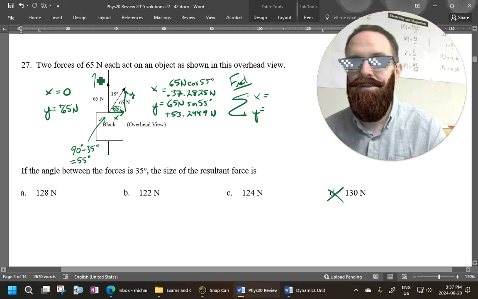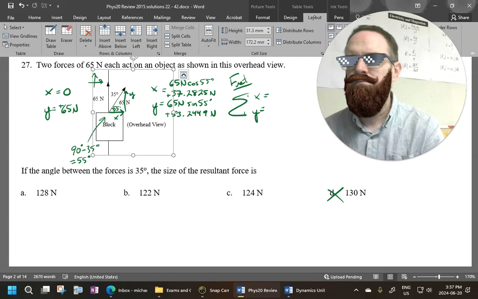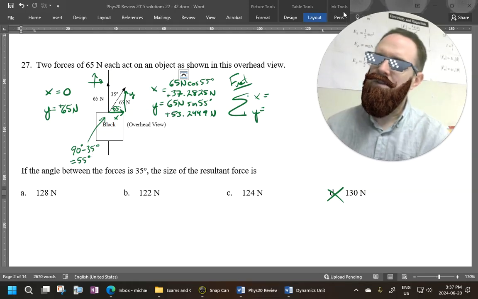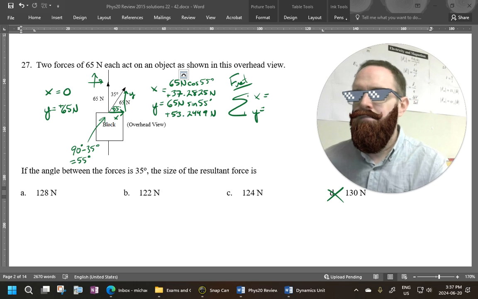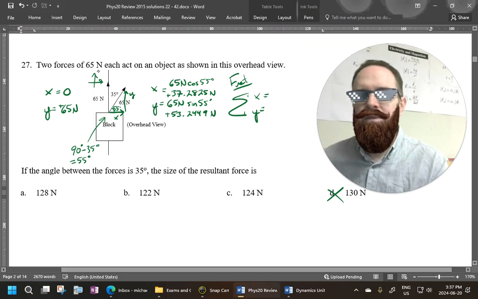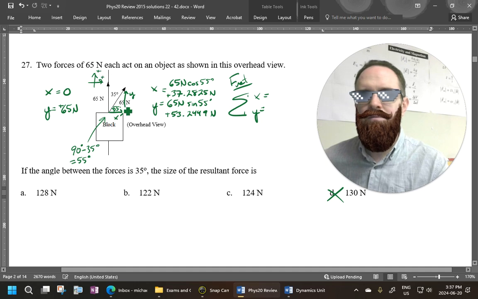I didn't draw my sign convention here. I probably should. Oops, my head's in the way. There we go. Okay. So these are both positive, so I'm just going to put positive, positive there.